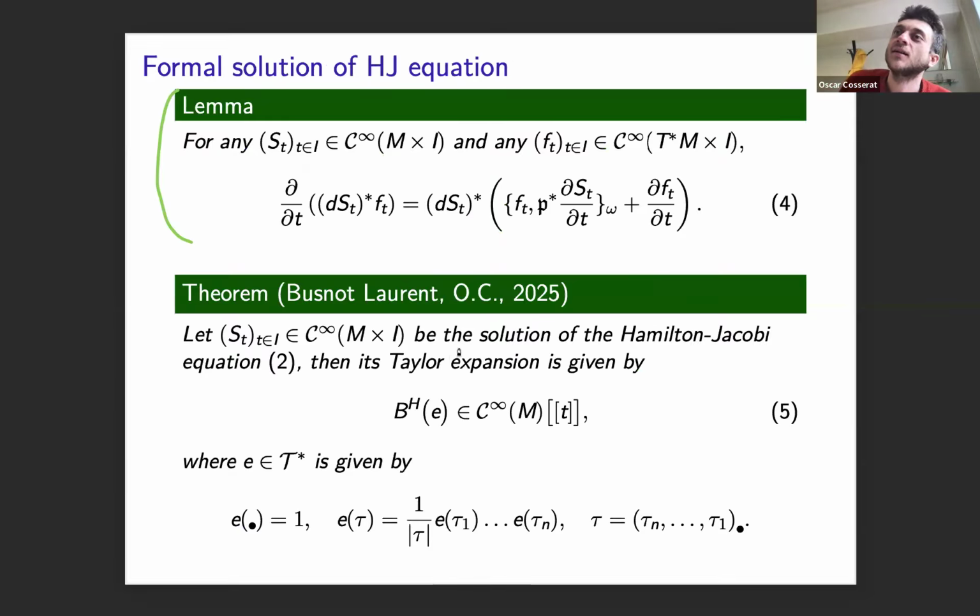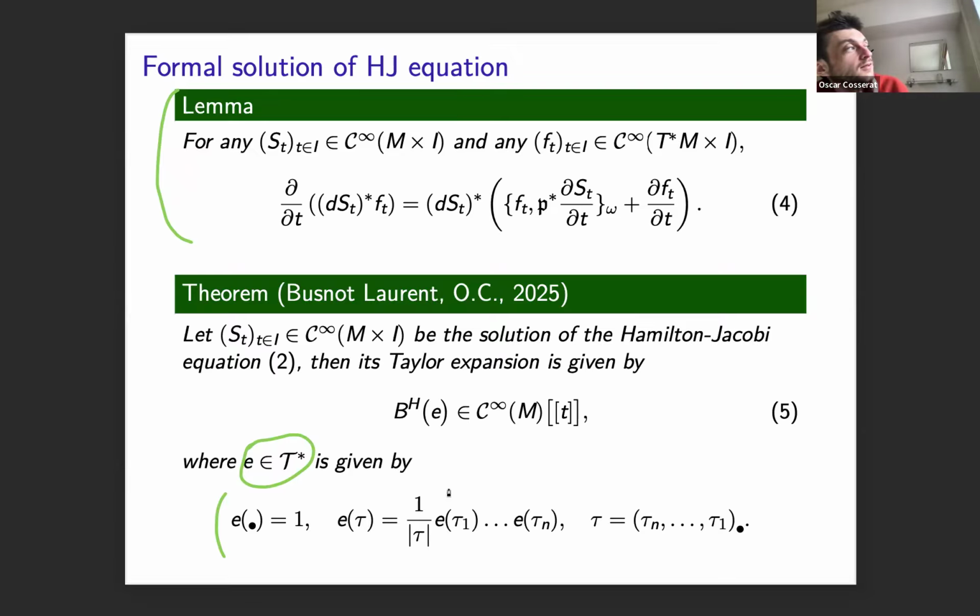Let S_t be the solution of the Hamilton-Jacobi equation. Then its Taylor expansion is given by the Butcher series associated with this character, E, where E is recursively defined as follows. So that's very nice.